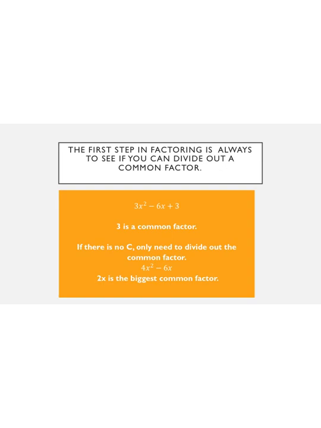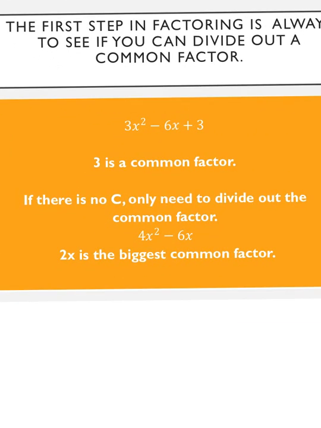First step in factoring, by the way, is if you can divide out a common factor, that's where you want to start. And so if we have a quadratic like 3x squared minus 6x plus 3, we can look at each term and look to see if there's a number or numbers and variables that we can divide out. In this case, 3 and negative 6 and 3 have a common factor of 3.